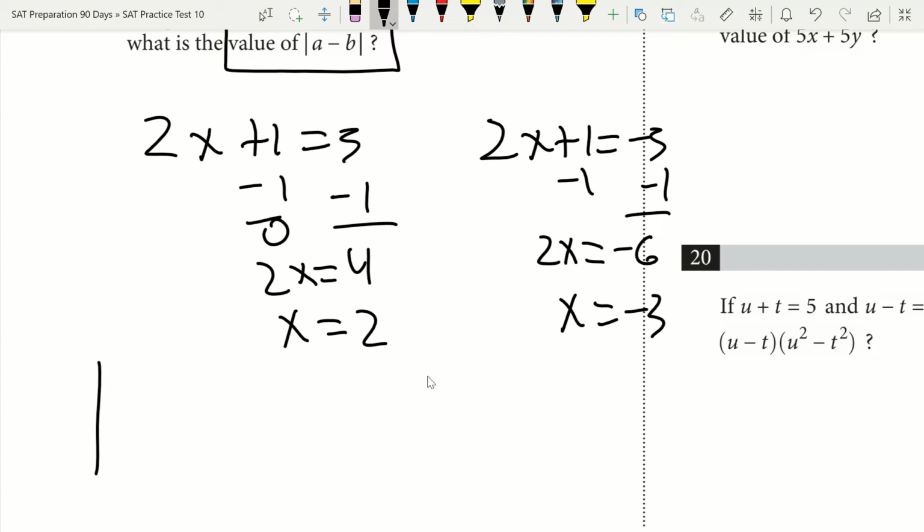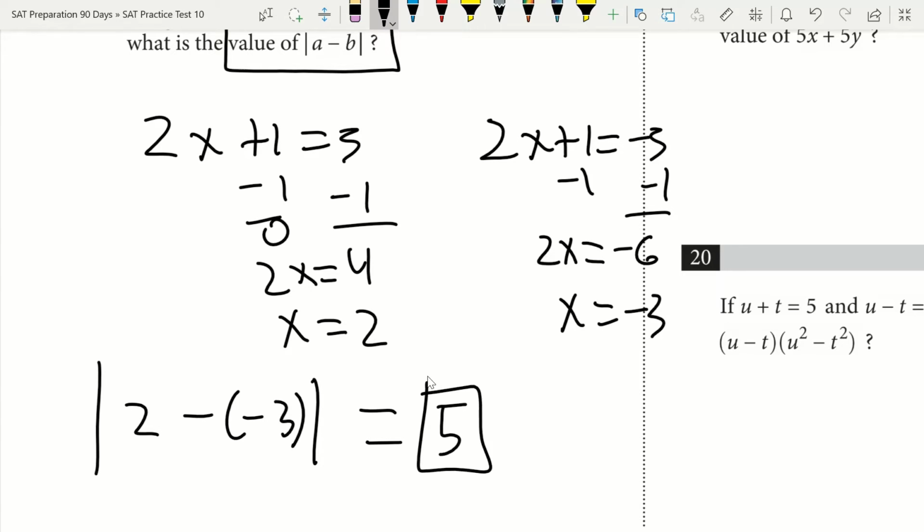So we'll just call x equals 2 A. So we'll have 2 as A, and then we go minus B, which will have minus negative 3. Put it in absolute value bars. That's going to be 2 plus 3 since it's minus a negative, which will give us 5 in absolute value bars. So our answer there is going to be 5.